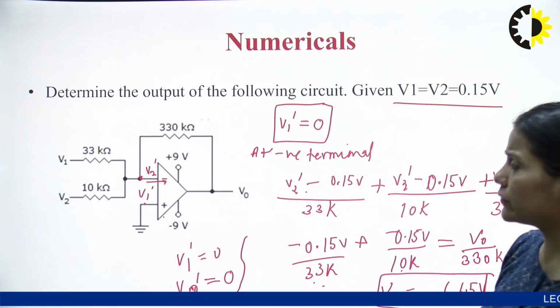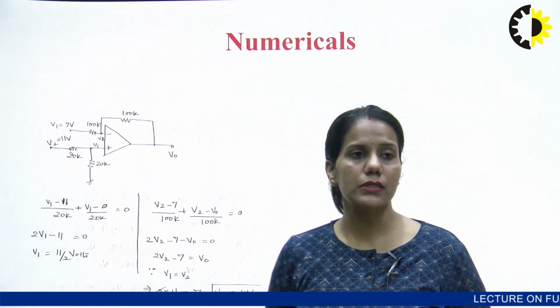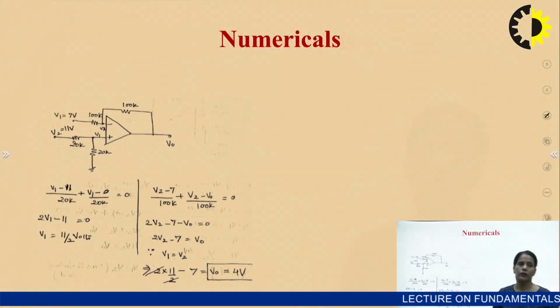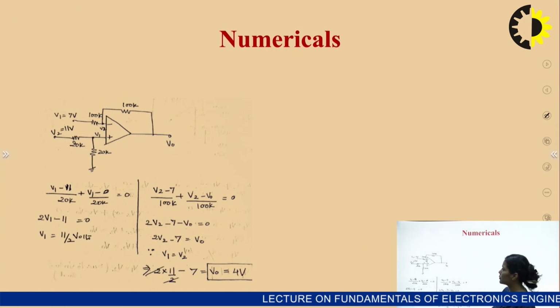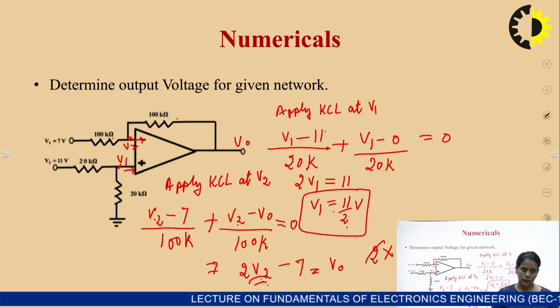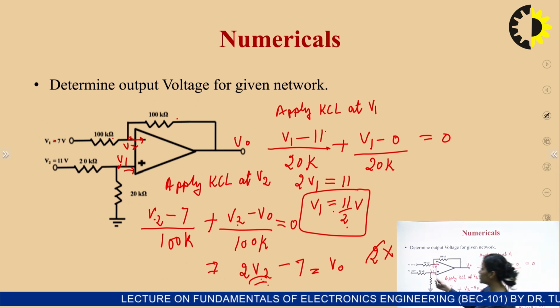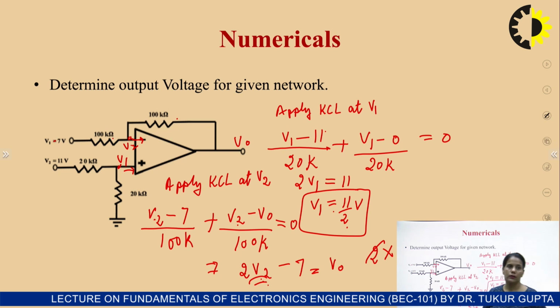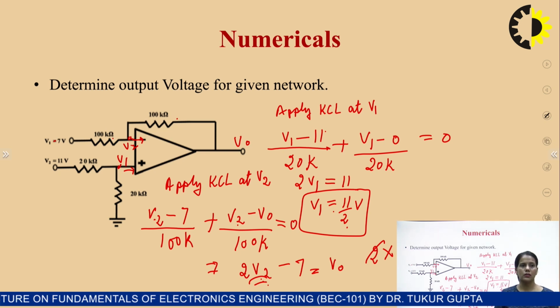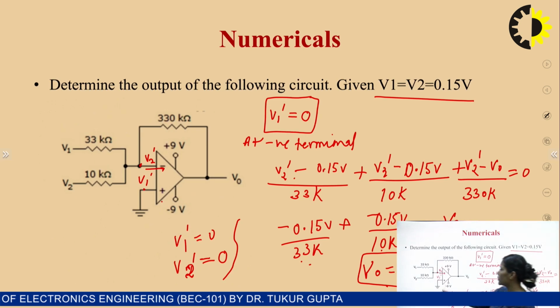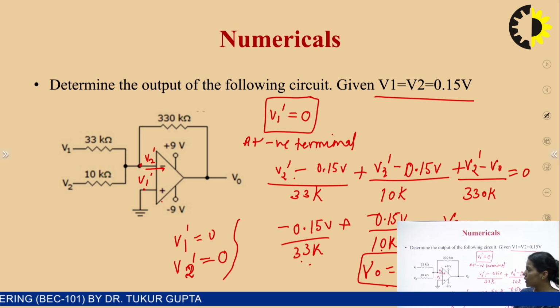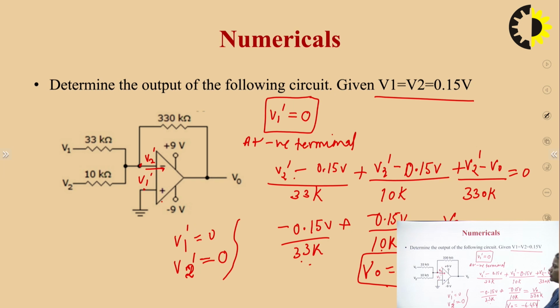So we can see the difference between this example and the earlier ones. The basic concept that we were using in both previous numericals was the concept of virtual short, because the positive terminal was not directly grounded. But here, since the positive terminal is directly grounded, we can use the concept of virtual ground in this example, and solving this you will get the result.